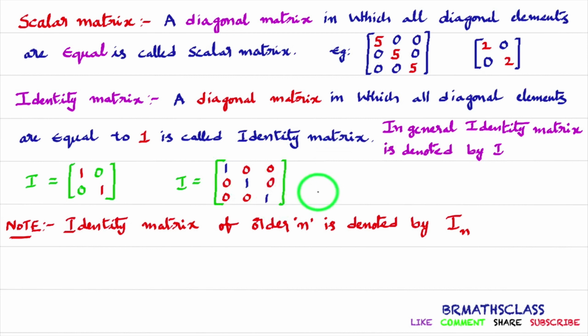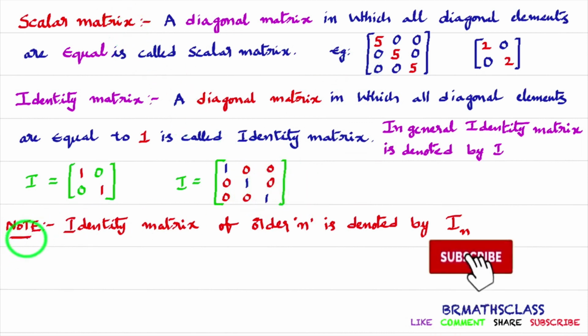Now, a very important point. Please observe. Is an identity matrix a scalar matrix? Of course, an identity matrix is a scalar matrix because it is a diagonal matrix in which all diagonal elements are equal. Try to understand: identity matrix is a scalar matrix. Is every scalar matrix an identity matrix? No. Is every identity matrix a scalar matrix? Yes. I hope you understand this point. Observe a note related to identity matrix. Identity matrix of order n is denoted by In.